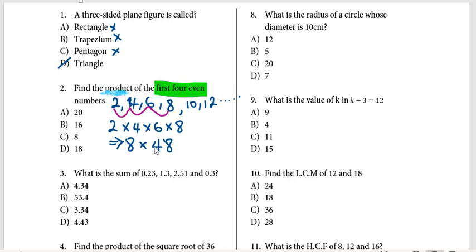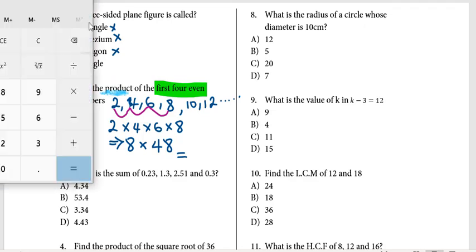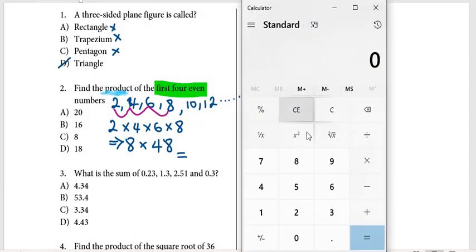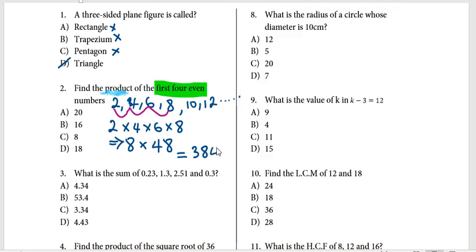Actually, I just want to use my calculator because this is an instructional video. Let me just bring my calculator and complete the process. Okay, so I have my calculator here. 8 times 48 is 384. So 384.